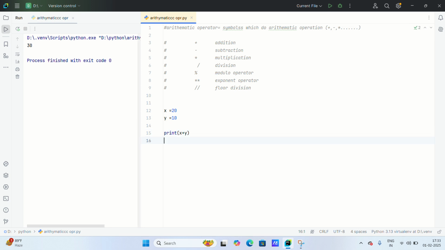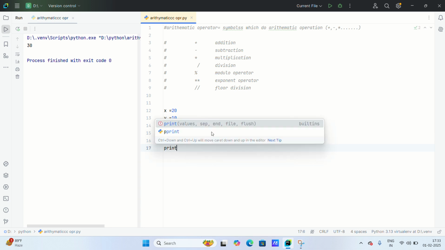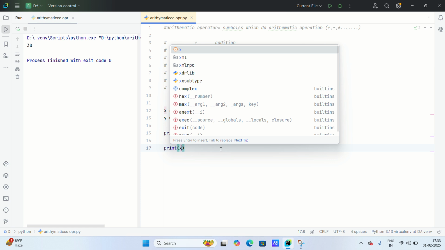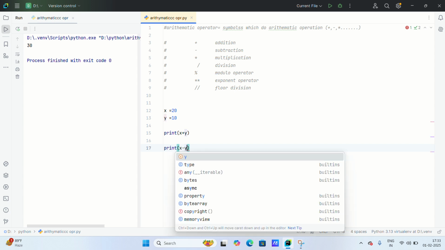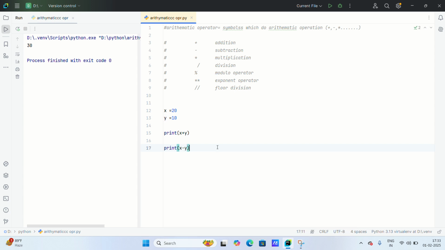Then the second one is print x. We are talking now about subtraction. Subtraction means this minus. So x minus y. According to the logic, it should give the answer 20 minus 10, so it will give the answer 10. So it has given the answer 10.